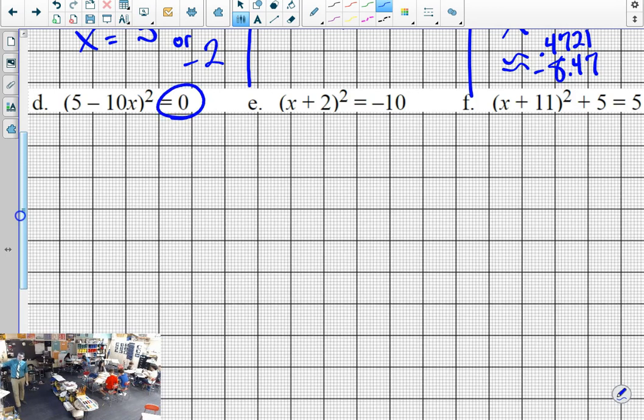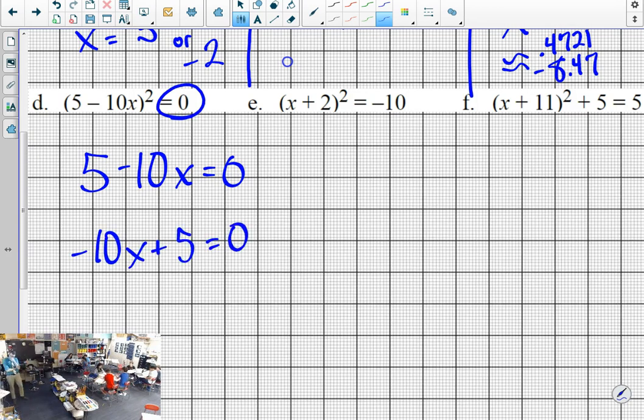If we have it equal to 0, it's kind of easy, right? Because you can just make what's inside your parentheses 0, and this is fairly easy to solve. And I could actually turn it around, negative 10x plus 5. Anybody have an answer? We can skip some steps. So negative 10x equals negative 5. So 1/2 is 0.5. Half or 0.5, and it only has one answer?